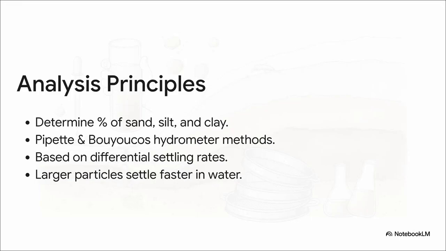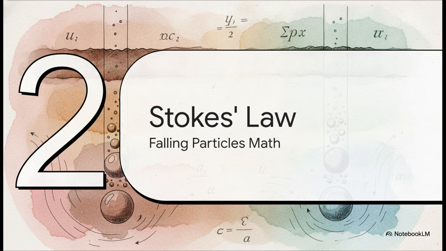So our core objective here is pretty straightforward. We need to determine the exact percentages of sand, silt, and clay. And to do this, we generally use the pipette method or the Bouyoucos hydrometer method. But what's really fascinating is that both of these methods rely entirely on the differential settling rates in water. It literally all boils down to one simple physical fact. In a viscous fluid, larger particles are going to plummet a lot faster than smaller ones. Which brings us to Section 2 and the underlying physics that actually governs that differential settling rate.